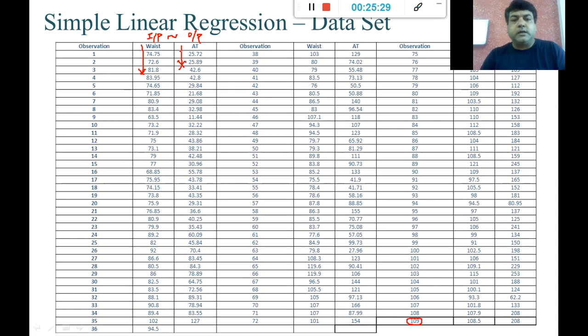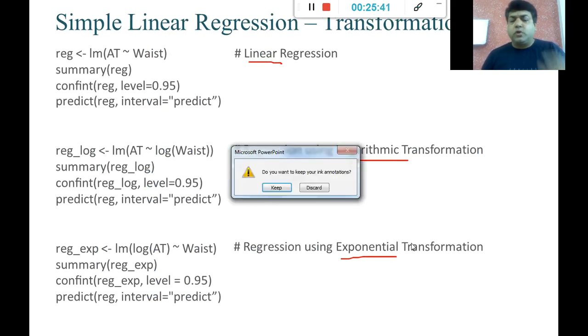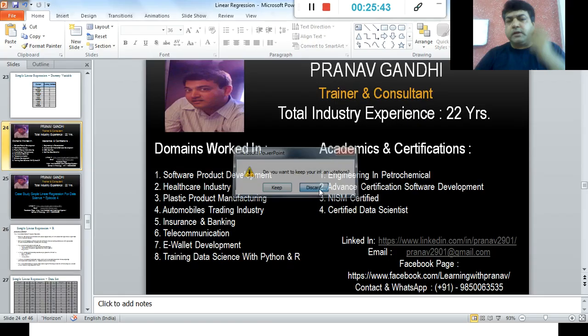Now let us get into the model building. We can go for linear regression, logarithmic transformation, exponential. I'm going to show you more than these models.